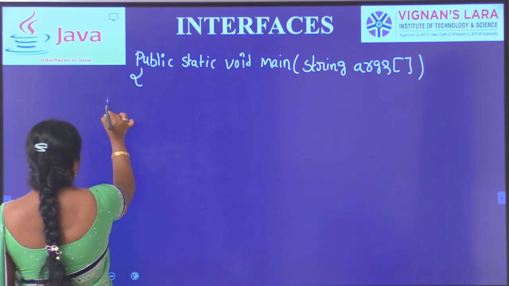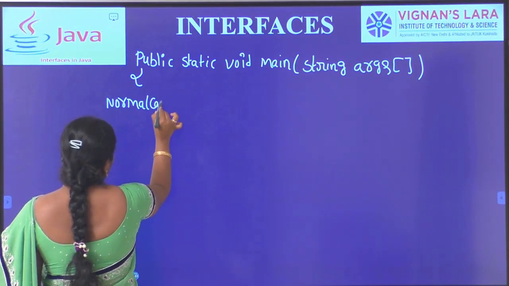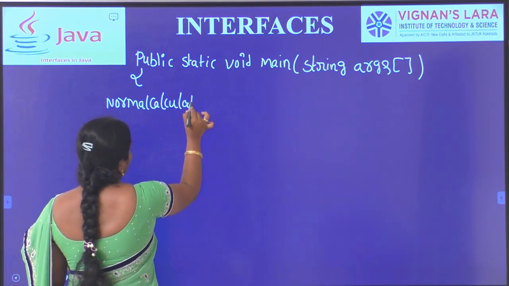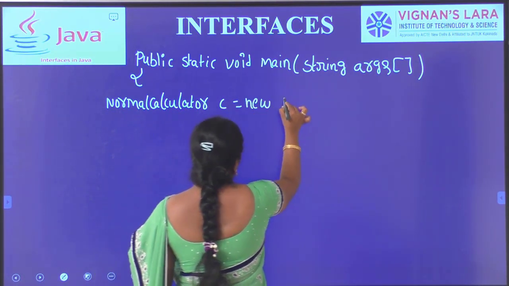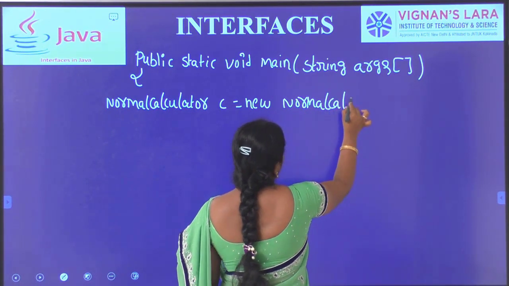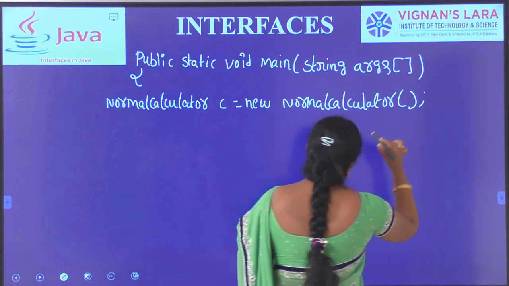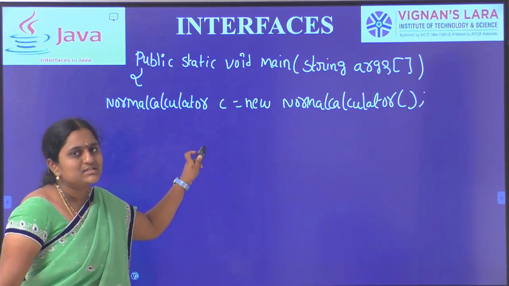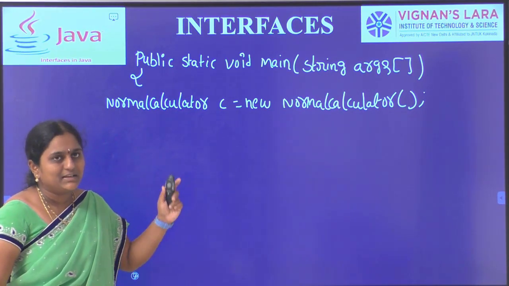Here, what is our class? NormalCalculator. NormalCalculator c = new NormalCalculator(). Here NormalCalculator() is the constructor. The constructor name is the same as the class name. It is the default constructor. With the help of this object reference, we have to call the add method, subtract method, multiply method, and divide method.